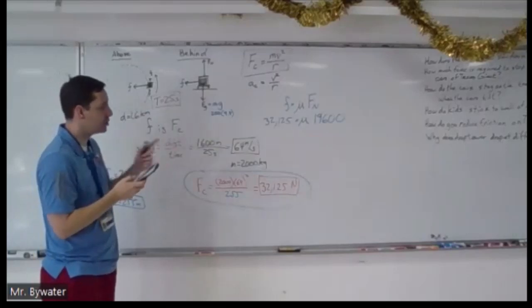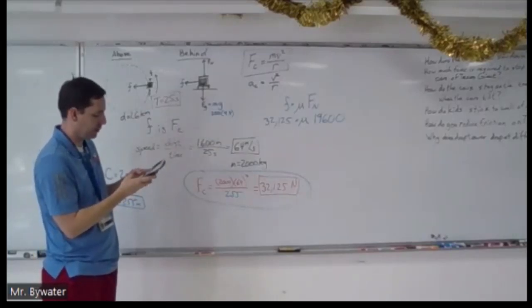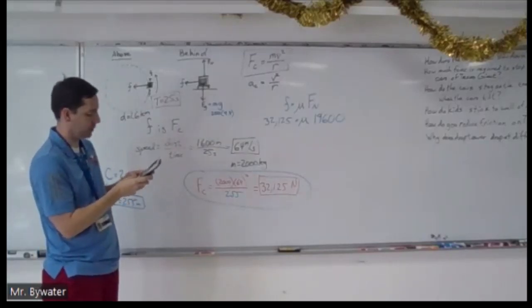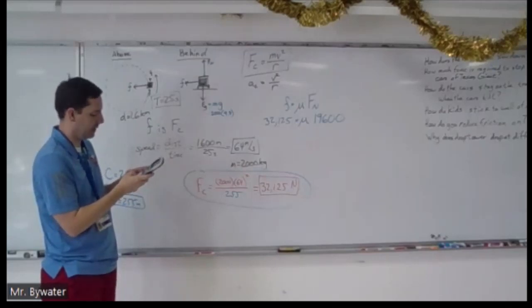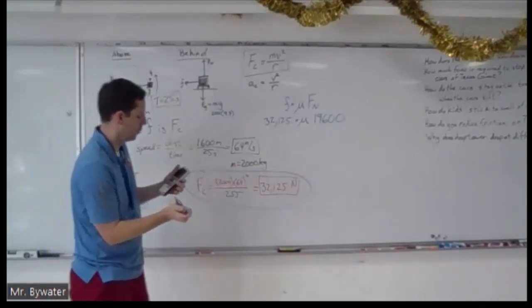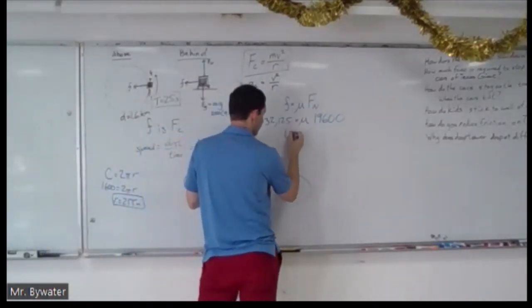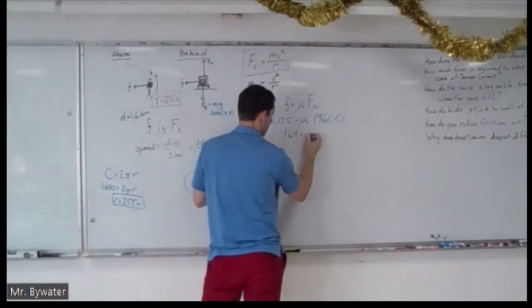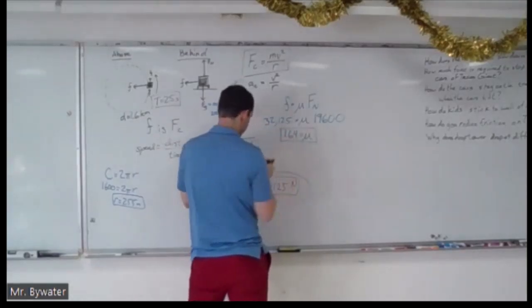And so now I should be able to solve by doing that 32,125 and dividing by 19,600. And I get 1.64 is the coefficient of friction.